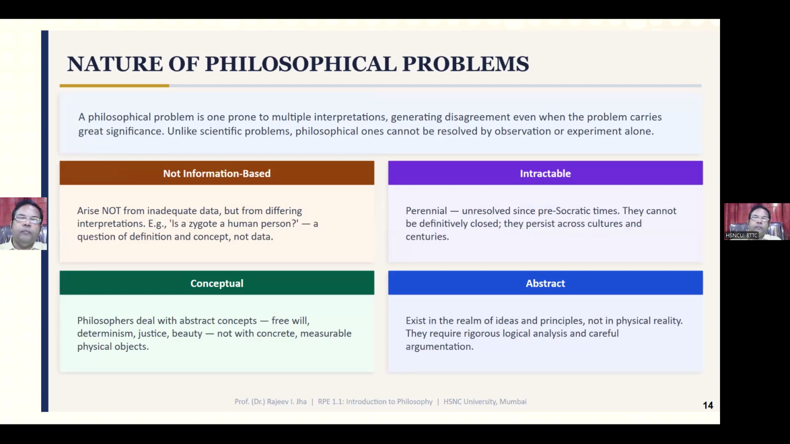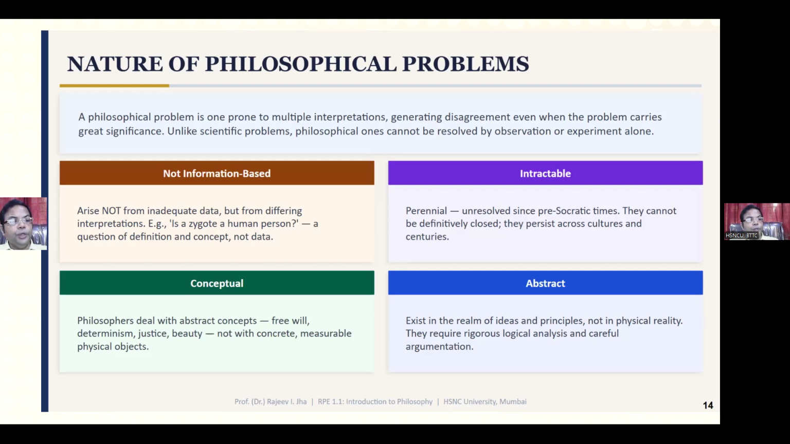Not every problem is a philosophical problem. This slide helps us draw an important distinction that has direct implications for how you frame your research questions. A philosophical problem has four defining characteristics. First, it is not a product of inadequate information.